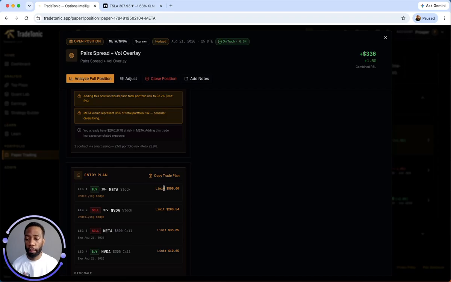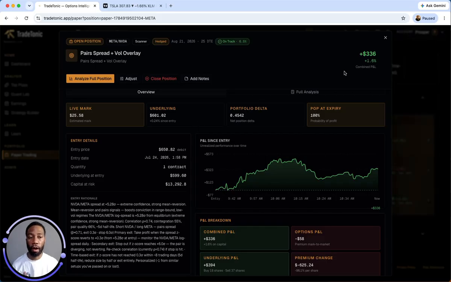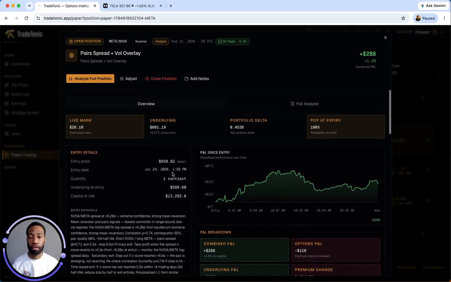We put this trade on just a few days ago. Today's the 27th, and we put it on the 24th, which was a Friday. So far in this position, we're up $336, which is pretty good. It's a hedge trade, so we don't have a lot of exposure. Our long side is protected by our downside hedge, and our short position is protected with a call on top of that. That's our pairs trade with the volatility overlay on Meta and Nvidia.